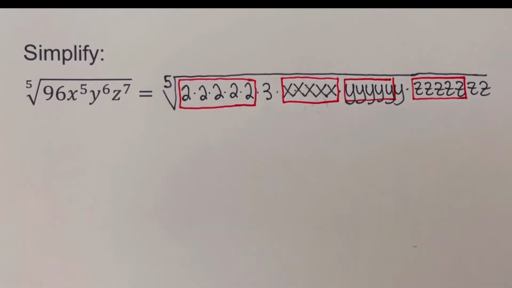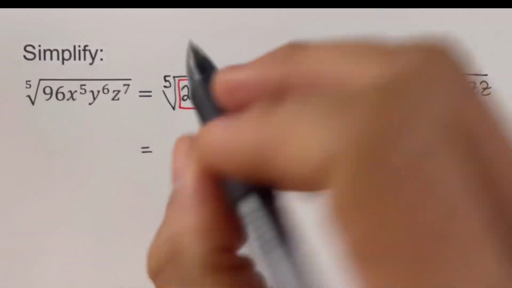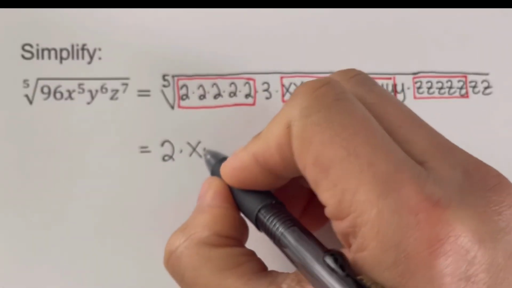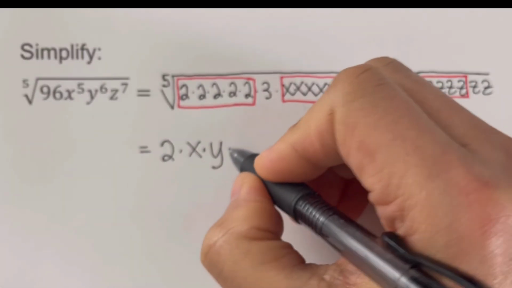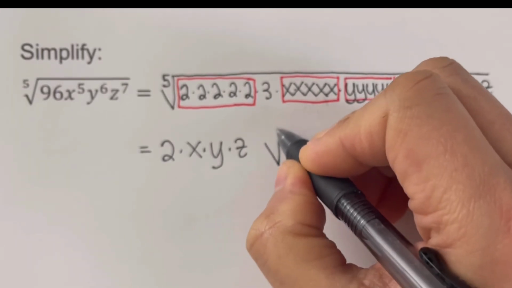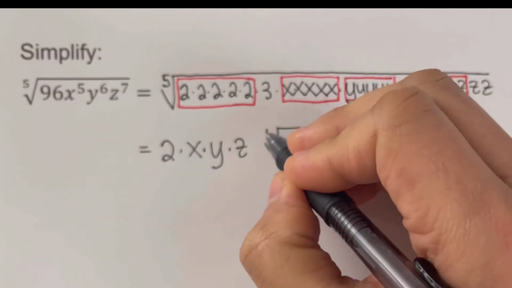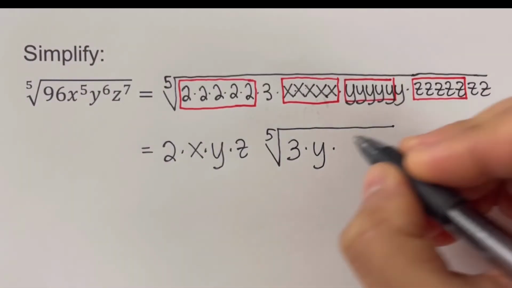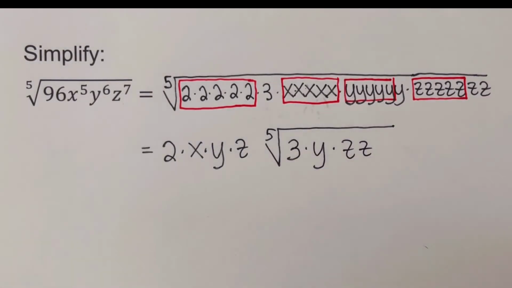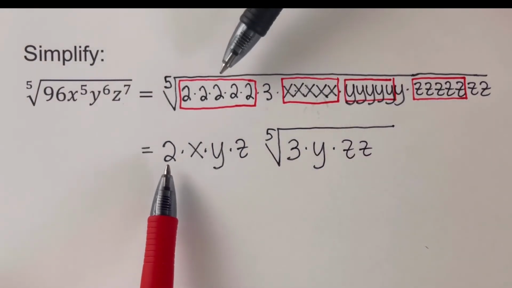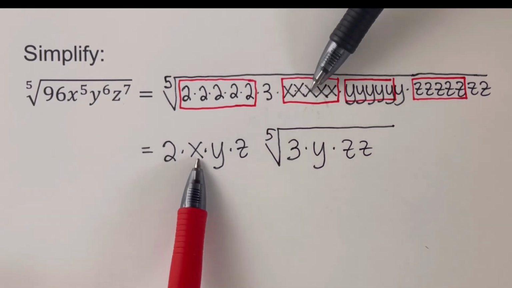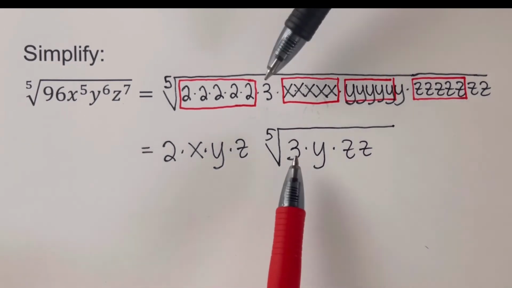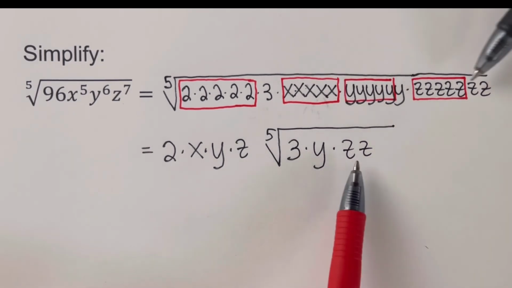I'm going to go ahead and write that outside the radical symbol. So there's one group of 2, and then there is another group of x, and another group of y, and another group of z. And I am going to write the ones that are left over inside the radical. So we get a 3, we get a y, and then we get 2 z's. Again, we remember that this 2 here comes from these 5 2's. These are the 5 x's, these are the 5 y's, and these are the 5 z's. And these are the leftover 3, y and 2 z's.